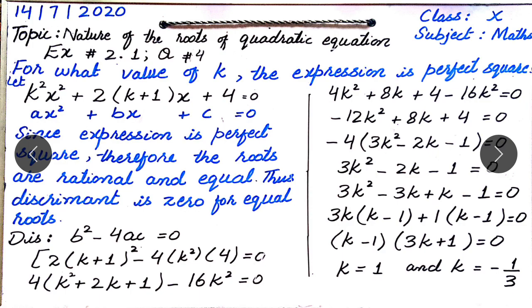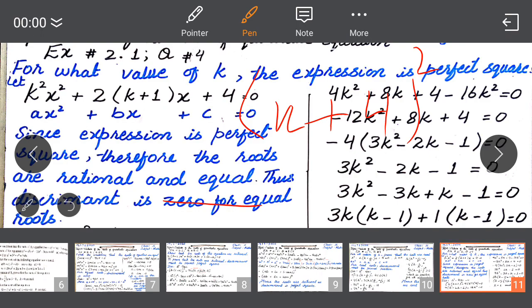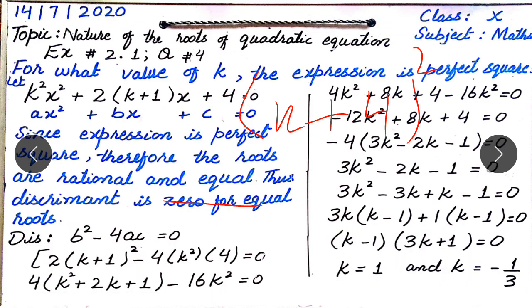Let me tell you here that if the expression is a perfect square, the roots will be equal, like x plus 4 whole square. This is a perfect square. So if I write x plus 4 two times, the roots will be what? x minus 4 and x minus 4. So hence the roots are equal. And if the roots are equal, the discriminant is 0. For equal roots, the discriminant is 0. So here we can put the discriminant equal to 0.